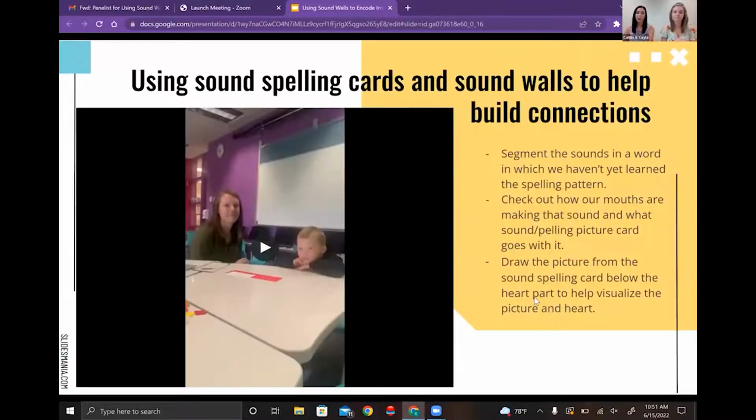So in this next video, you'll see the student using sound spelling cards and sound walls to help build those connections. So the first thing is segmenting the sounds in the word, in which we haven't yet learned the spelling pattern for. Next, we'll check out how our mouths are making that sound and what sound spelling picture card goes with it. And then lastly, drawing the picture from the sound spelling card below the heart part.